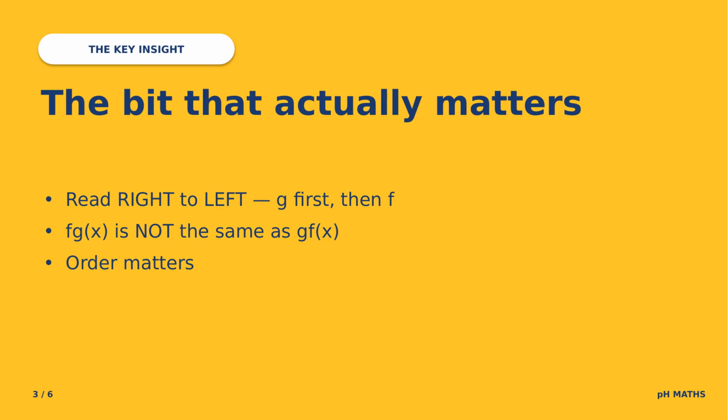Key insight: read right to left. The function closest to x is the one you apply first. So in fg of x, g is right next to the x. g goes first. Then f acts on whatever g produced. fg of x is not the same as gf of x. The order matters, exactly like the order matters when you do operations on a calculator.